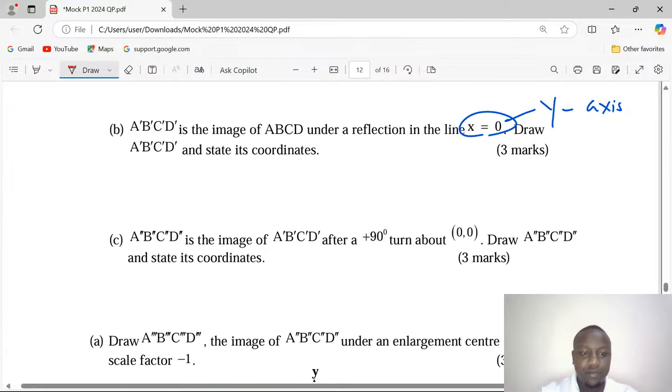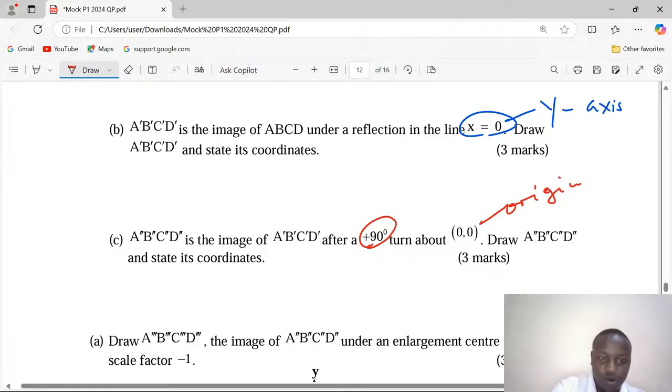Part C. A double prime, B double prime, C double prime, and D double prime is the image of A prime, B prime, C prime, D prime after positive 90 degrees turn about 0, 0, about the origin. This one is the center of the rotation. This one is the angle and direction. Draw and state coordinates. Remember, we are supposed to state coordinates.